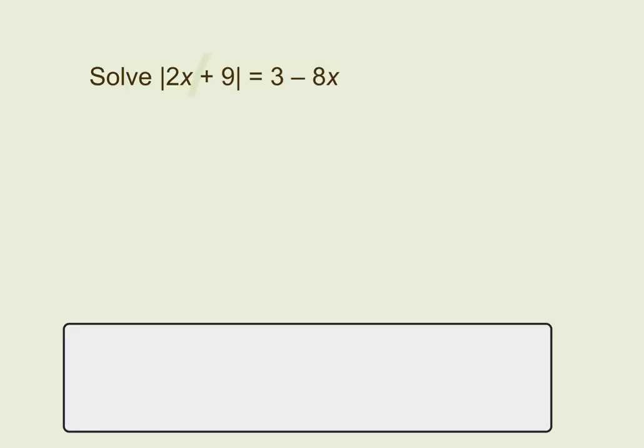So let's look at this example here. It says 2x plus 9 equals 3 minus 8x.